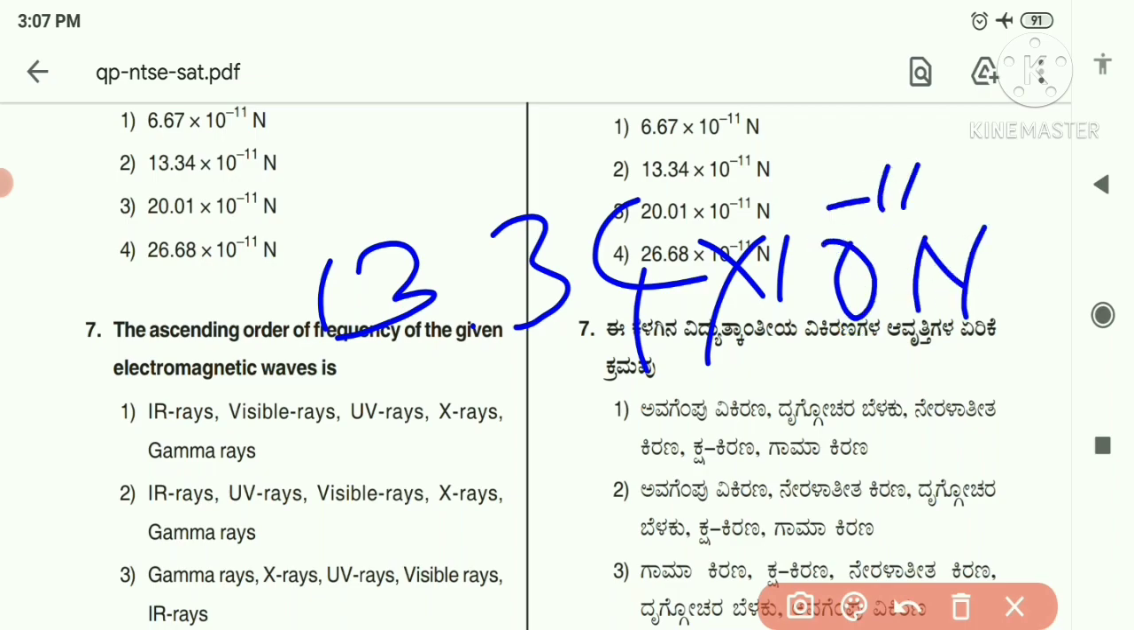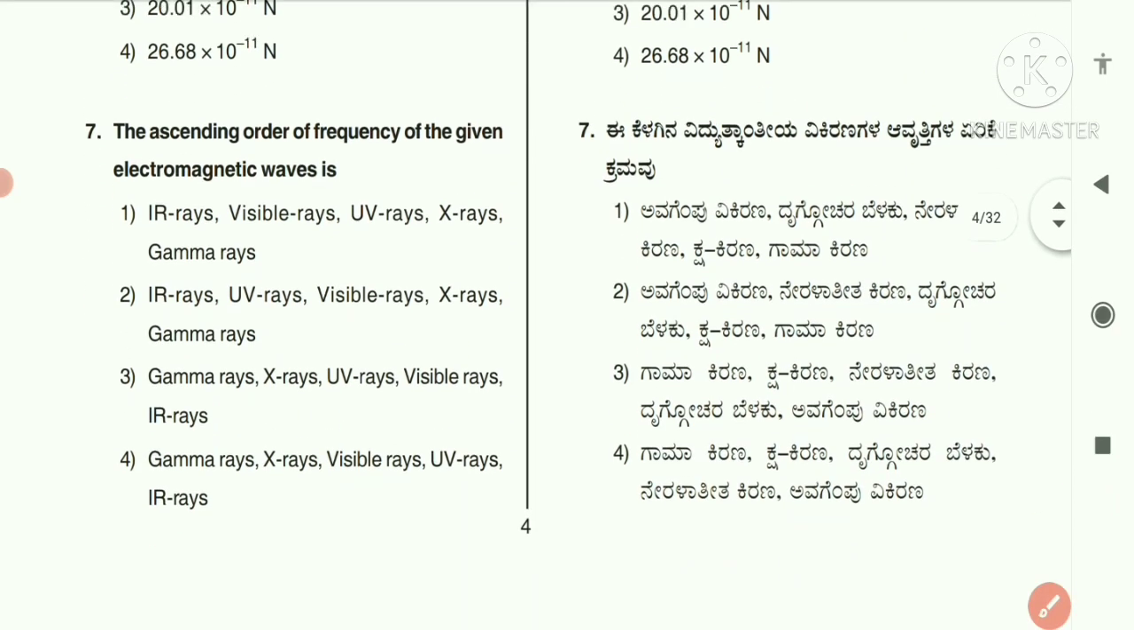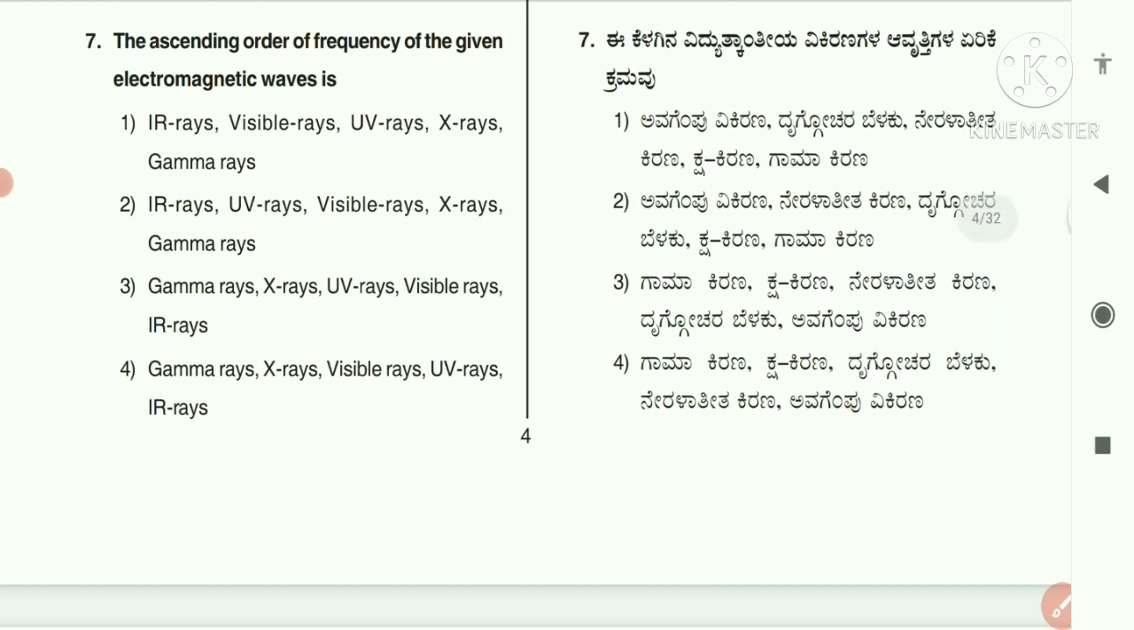So here it is, the second option is the right answer. Okay, now let's go to the seventh question. The ascending order of frequency of the given electromagnetic waves is. Electromagnetic wave frequencies are given, so we have to write them down in ascending order.